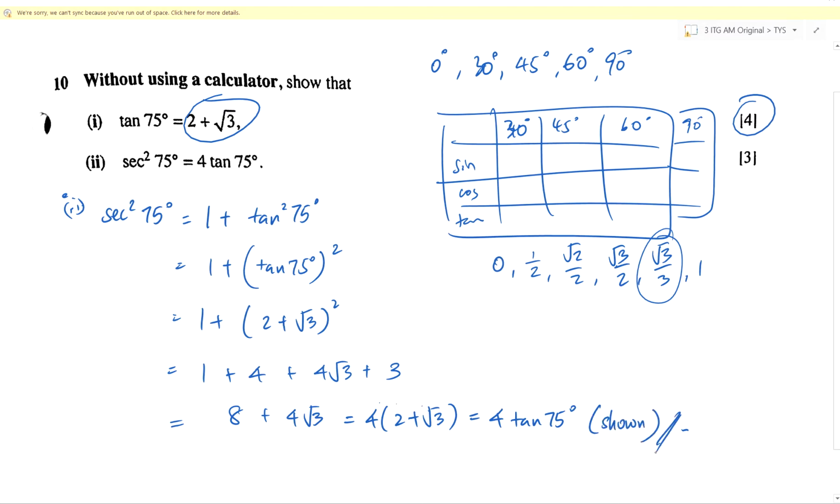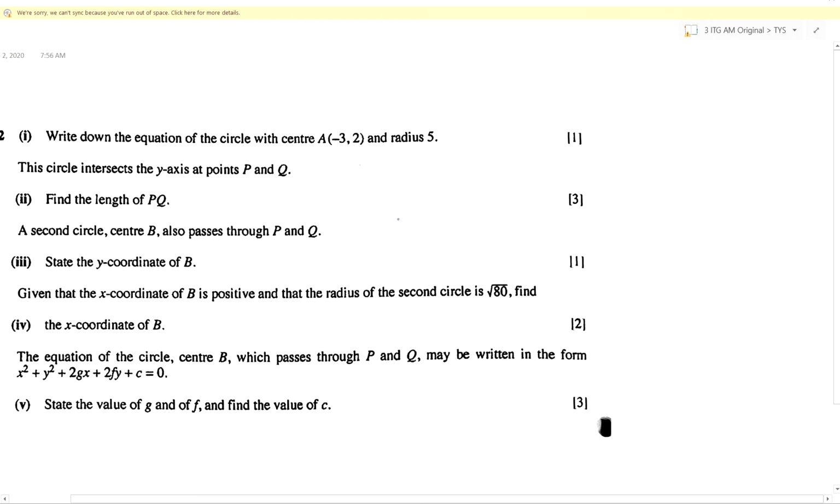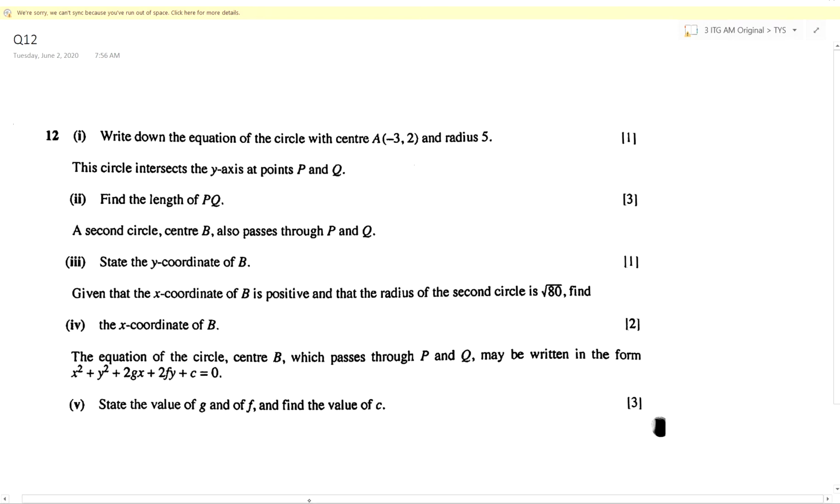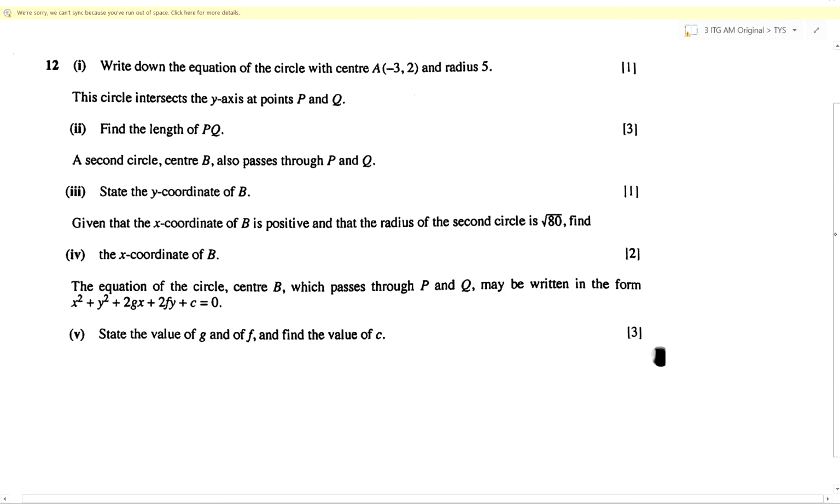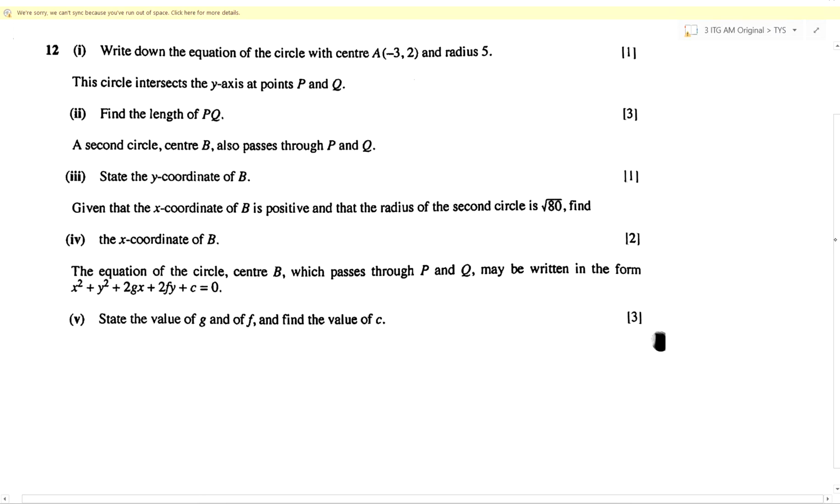Any questions? Okay, otherwise, last question. Question 12. Okay, so let's begin. Write down the equation of a circle with the center -3, 2 and radius 5. For part 1, you can write it down straight away. x plus 3 square plus y minus 2 square equals to 5 square. Okay, 5 square, you leave it as 25.